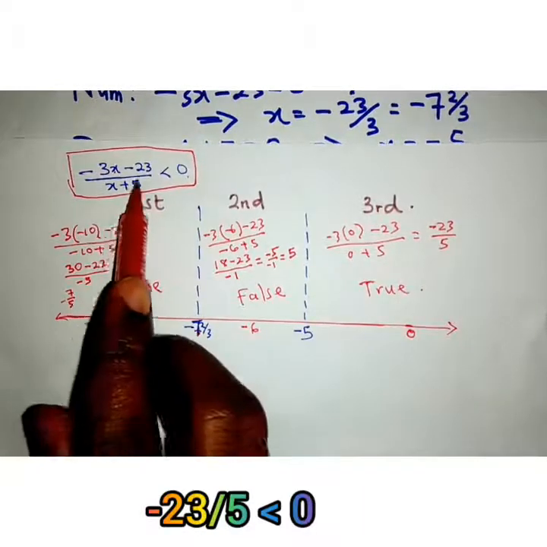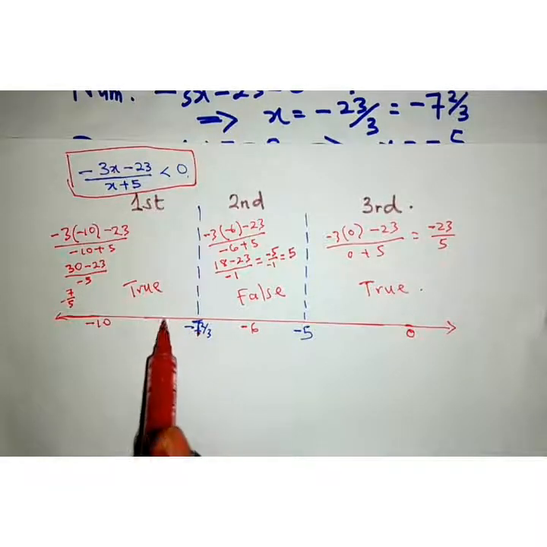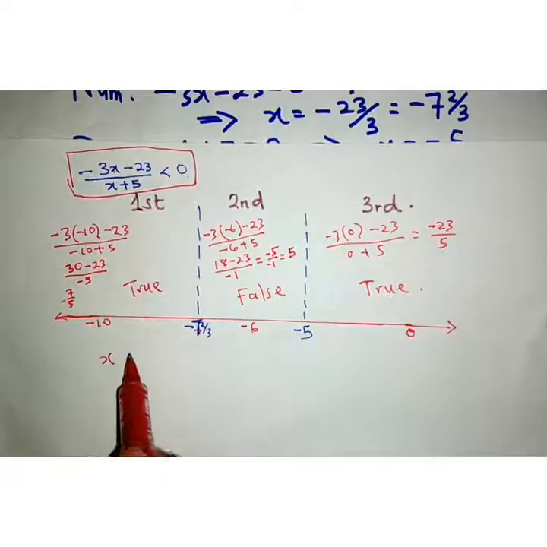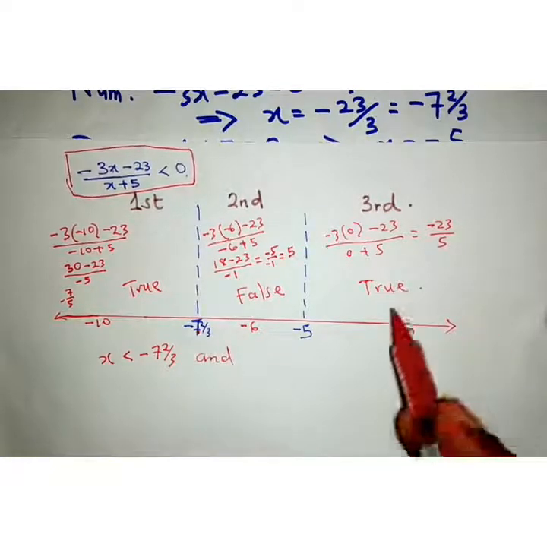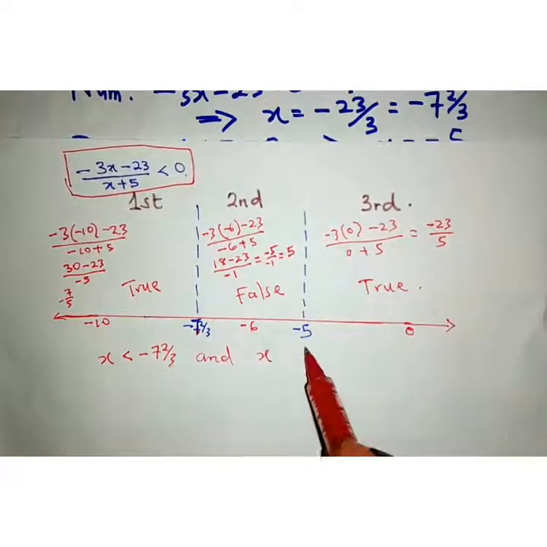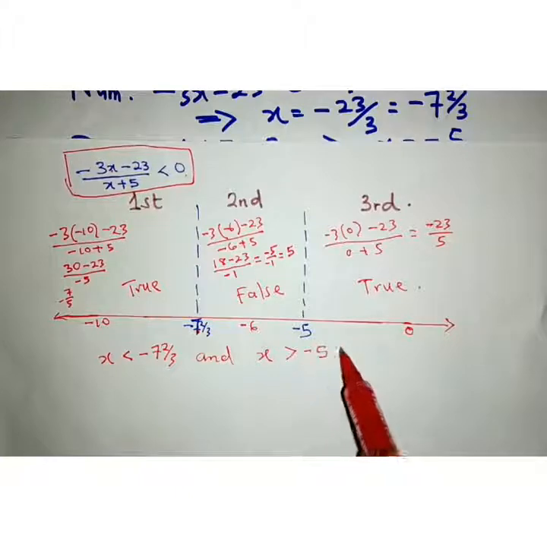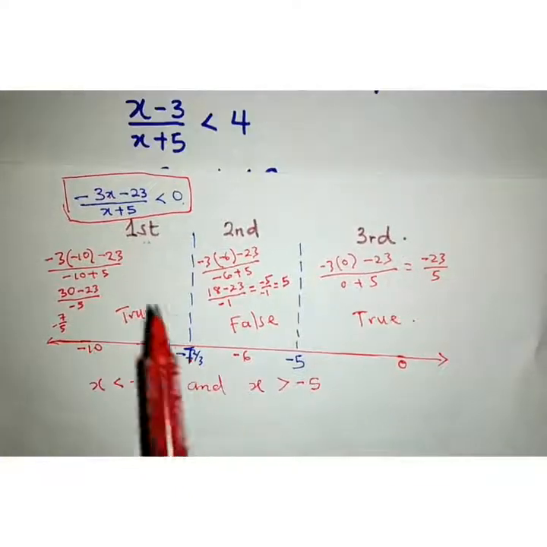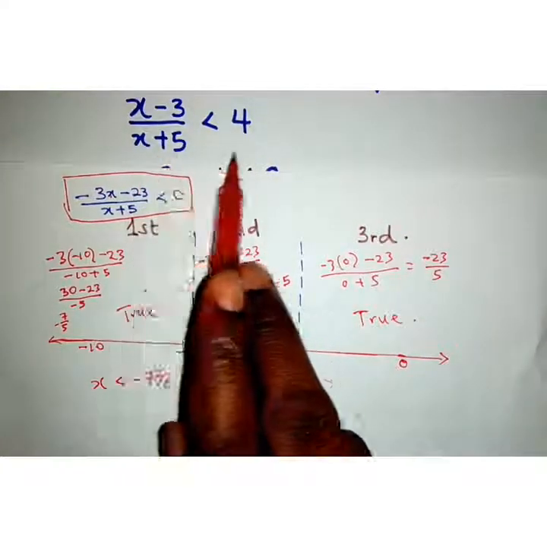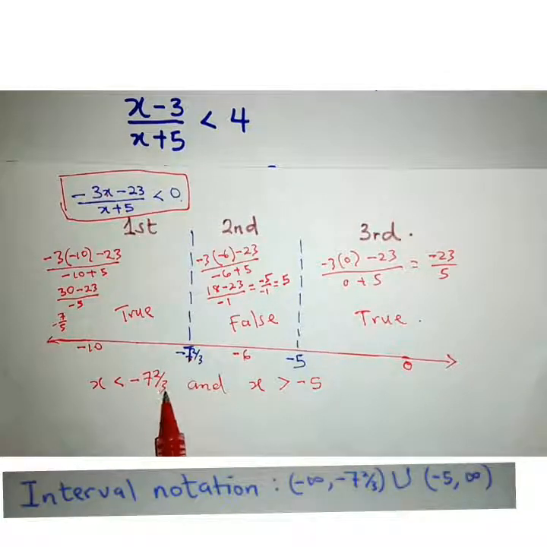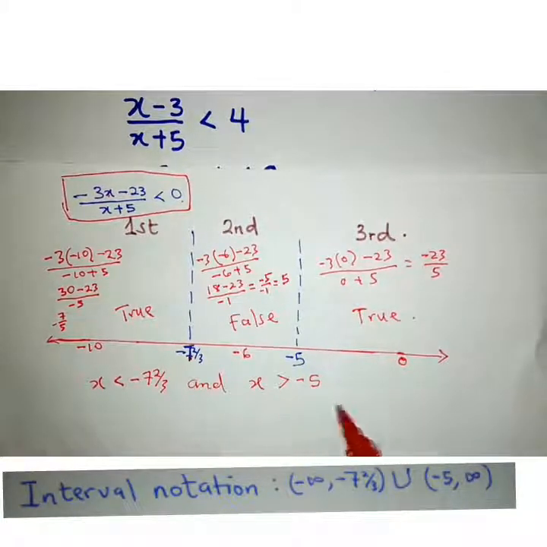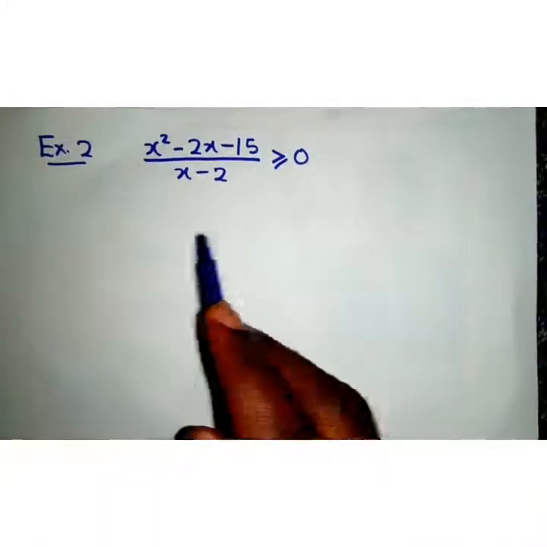So this expression is negative when x is less than minus 7 whole number 2 over 3, and when x is greater than minus 5. And so the solution to our original inequality is x less than minus 7 whole number 2 over 3 and x greater than minus 5. Now let's see another example.